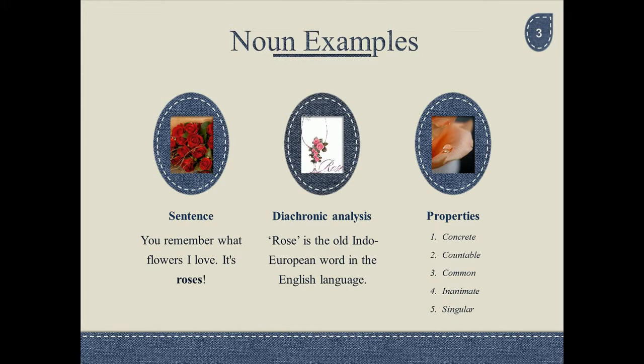Let's consider the following example. You remember what flowers I love? It's roses. This sentence contains the noun roses. Regarding its diachronic analysis, rose belongs to the Old Indo-European words in the English language. Rose is concrete, countable, common, inanimate, and singular.